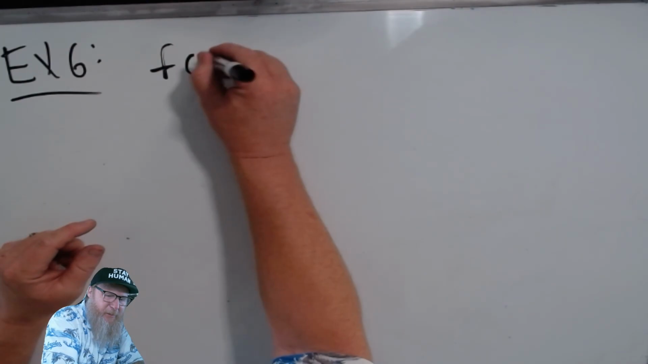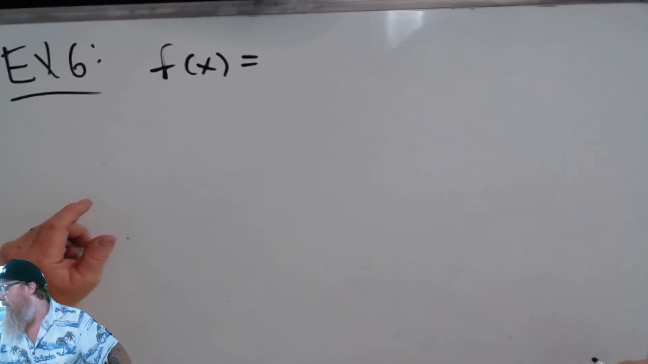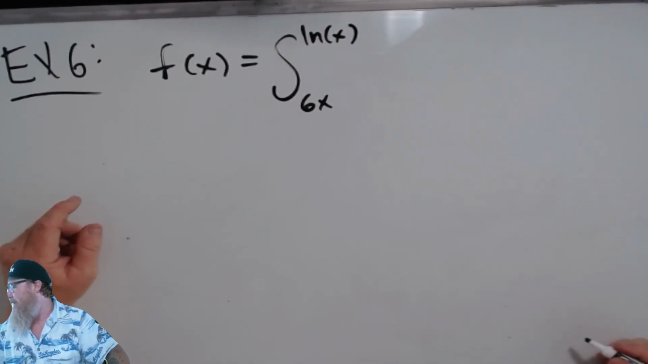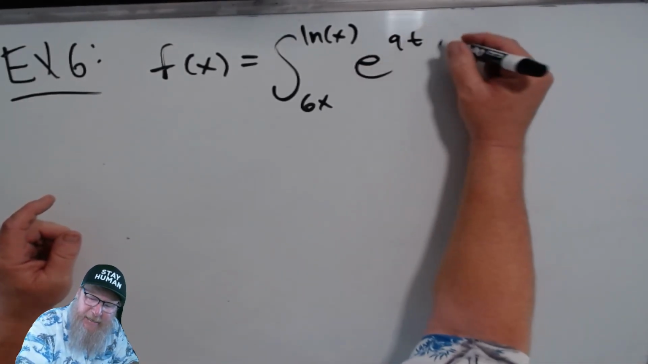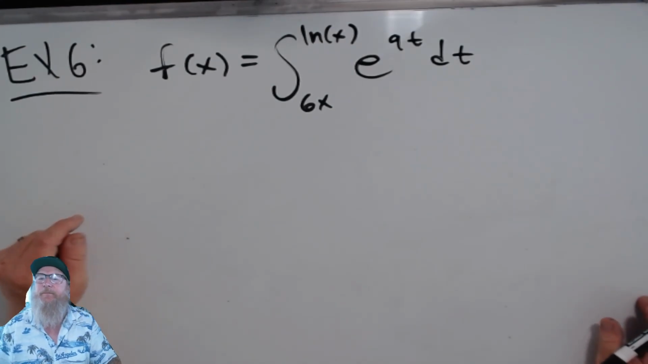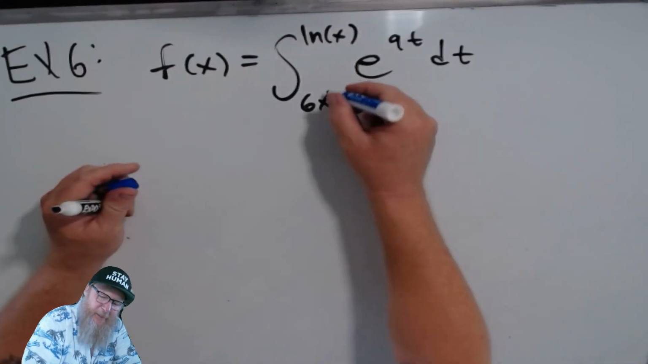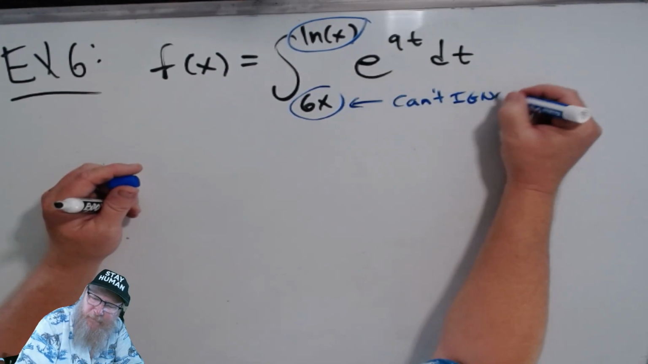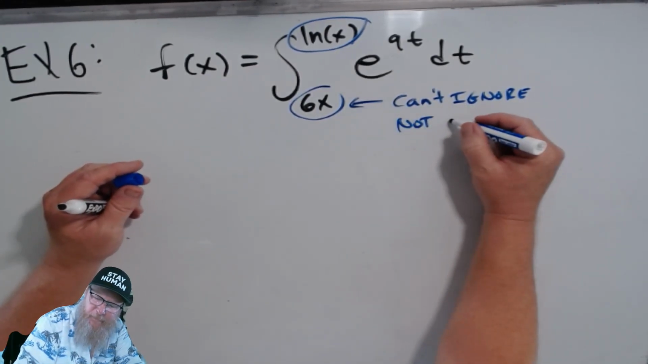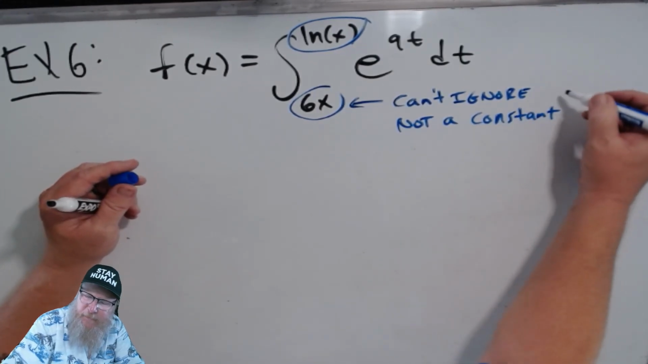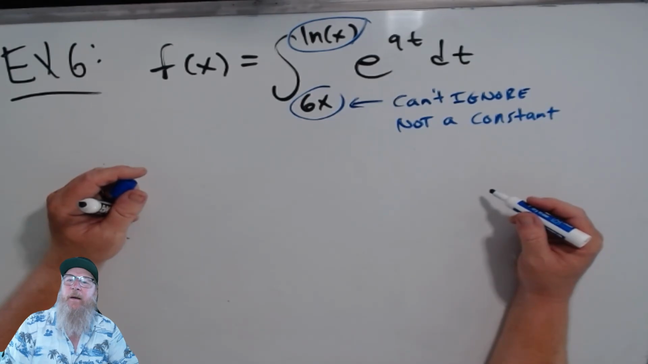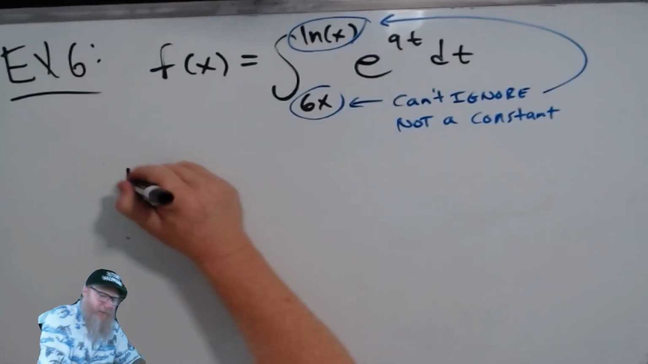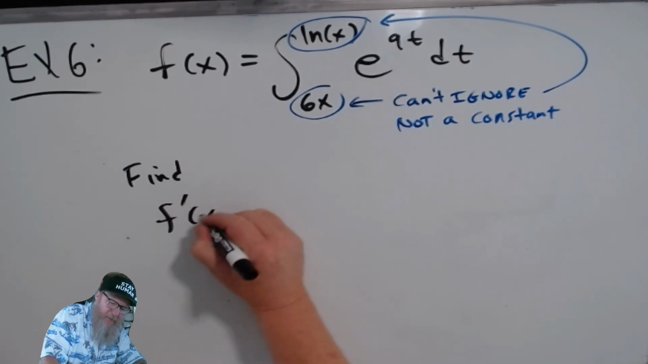Let's go back to the original form. F of x is the integral from 6x to ln of x of e to the 9t dt. So we can't ignore either of them. We need to use both of them. So let's find f prime of x.